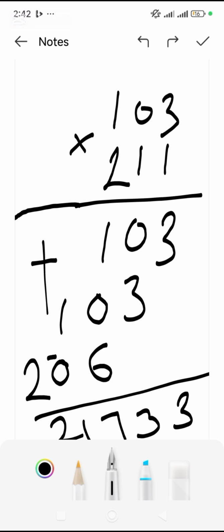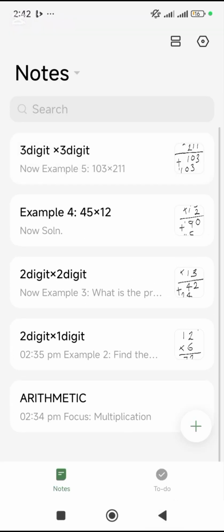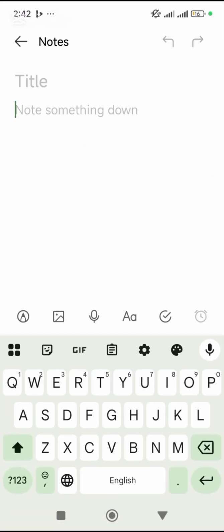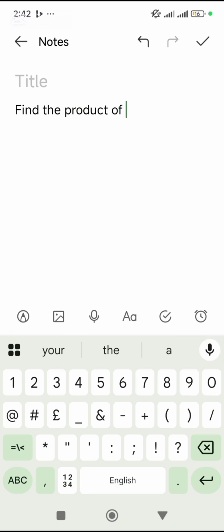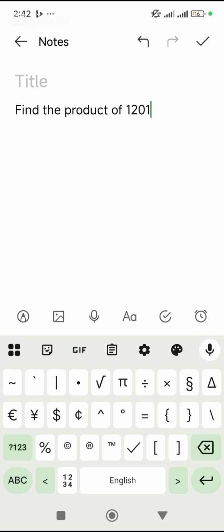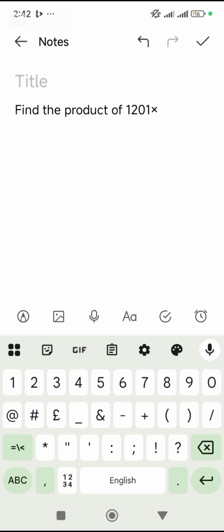I'm going to give you something to take home. Find the product of 1201 times 6532. You can leave your answers in the comments.